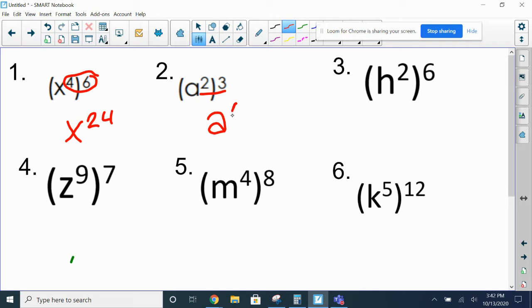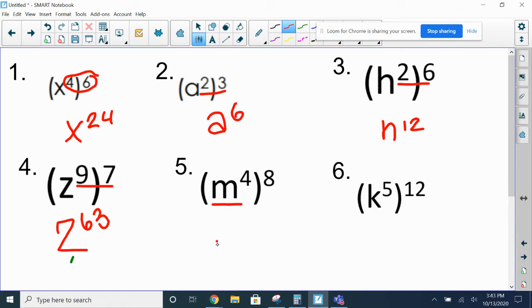2 to a power of 3: 2 times 3 is 6. Again, same thing. We keep that base of h, side by side, power to a power. 2 to the power of 6, multiply. 2 times 6 is 12. Same thing, keep that base of z. We have those side by side, power to a power, so we multiply. 9 times 7 is going to leave us with 63.